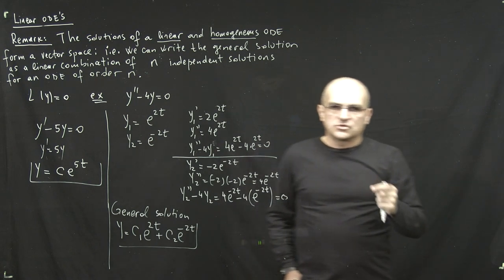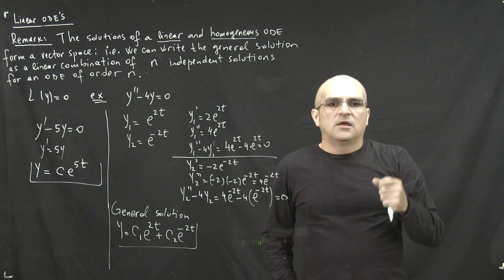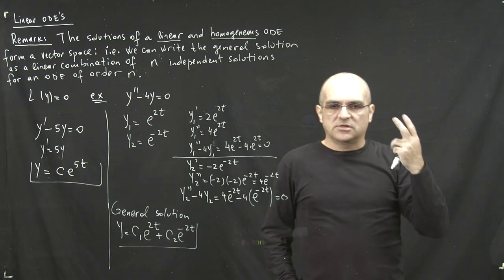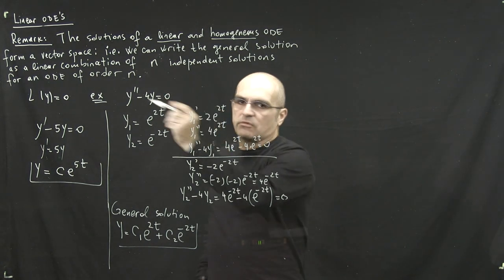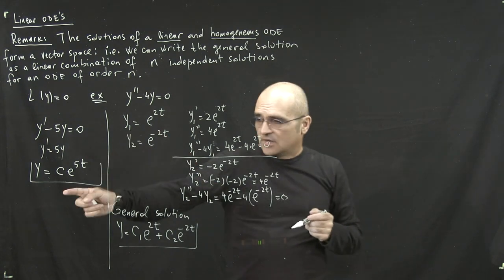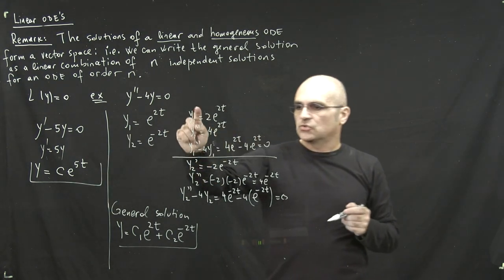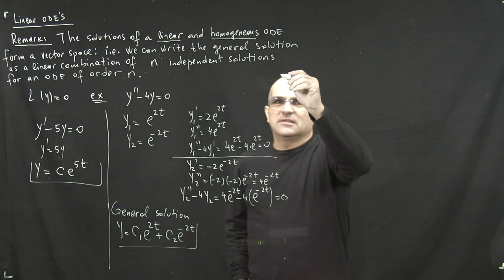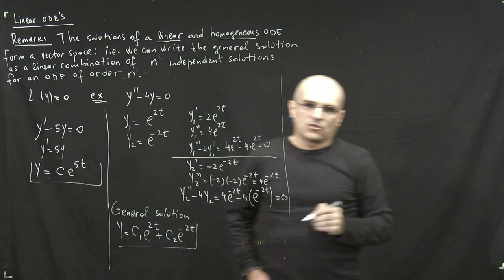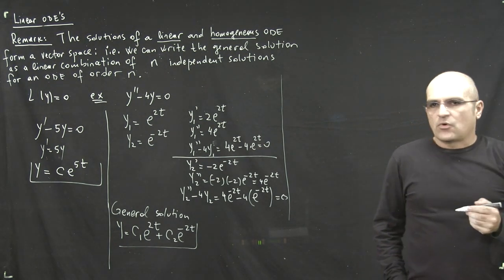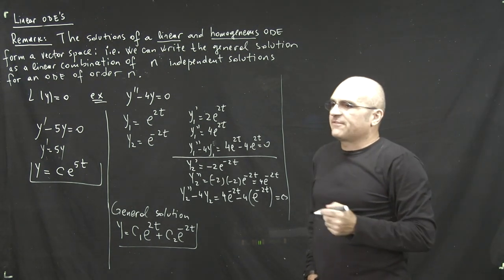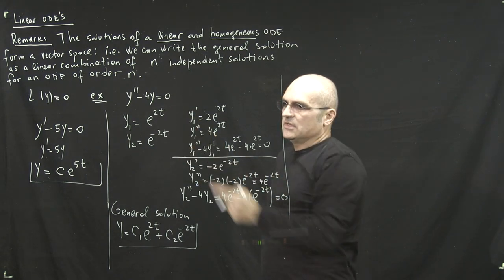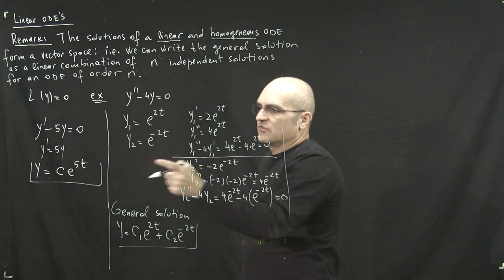How many independent solutions do I need to solve a homogeneous linear ODE? You're going to need as many independent solutions as the order of the ODE. So you're going to need 1 in the first order, you're going to need 2 in the second order. You may wonder why this homogeneity and linearity plays a role in this formula. Well, it has to do with the fact that once you find 2 solutions of a linear ODE, any linear combination of them is also a solution.